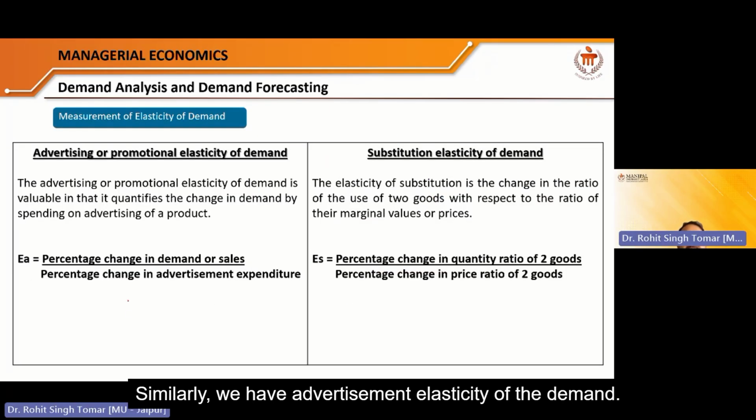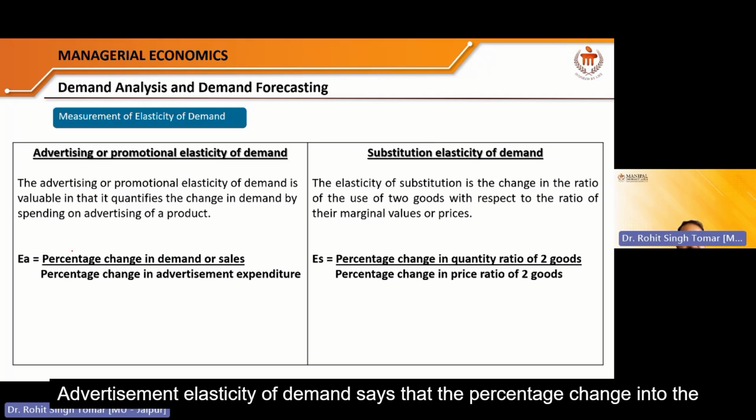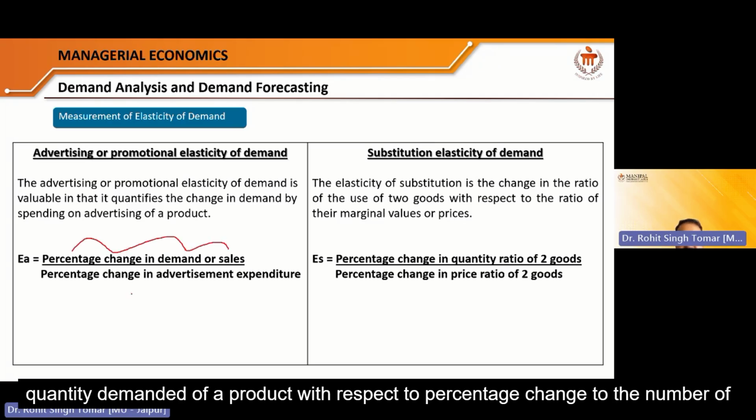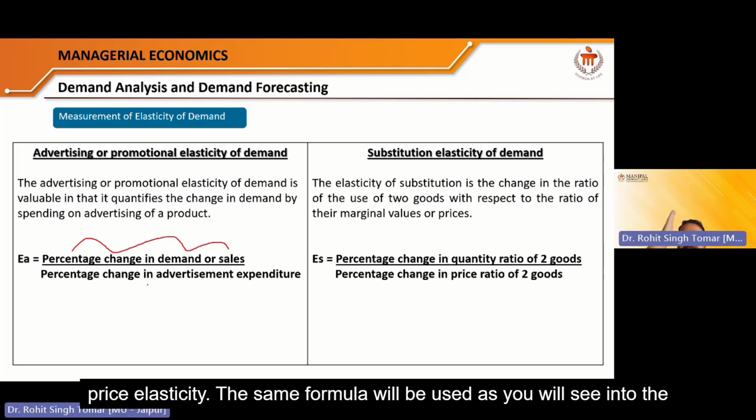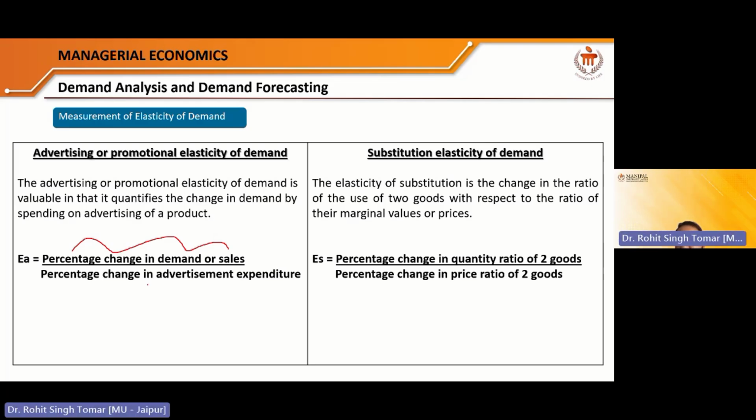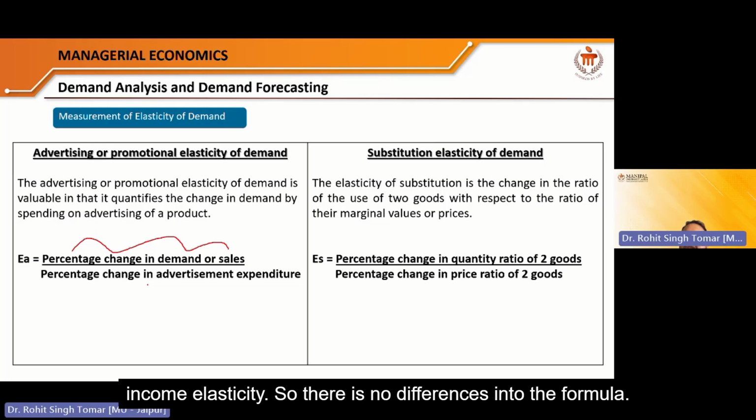Similarly, we have advertisement elasticity of demand. Advertisement elasticity of demand says that it is the percentage change in the quantity demanded of a product with respect to the percentage change in the number of advertisements. The same formula will be used as you used in price elasticity. The same formula will be used as you will see in income elasticity. So there is no difference in the formula.